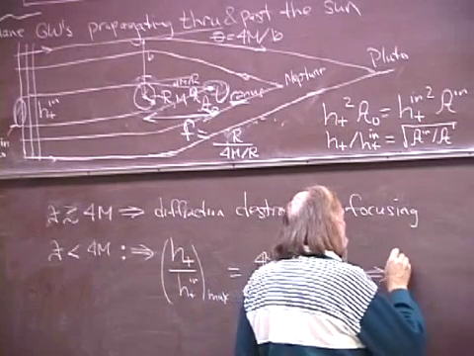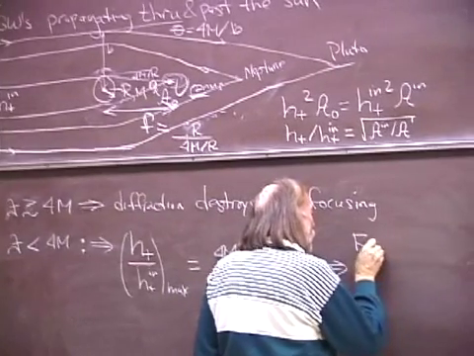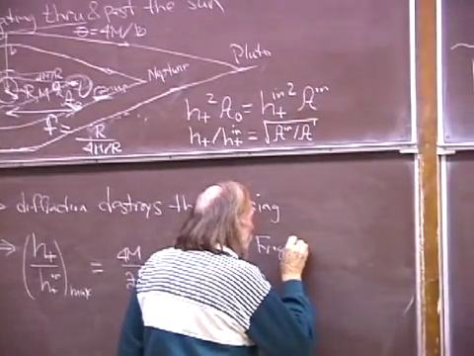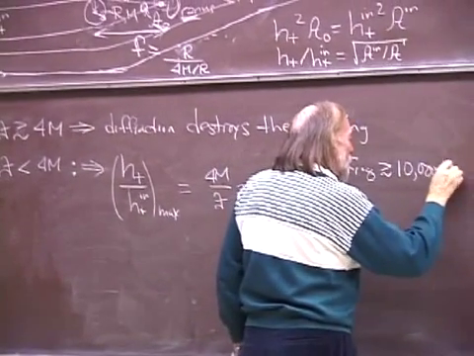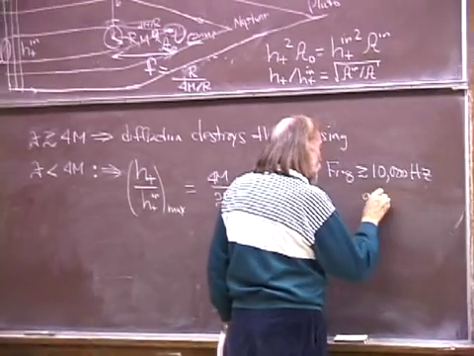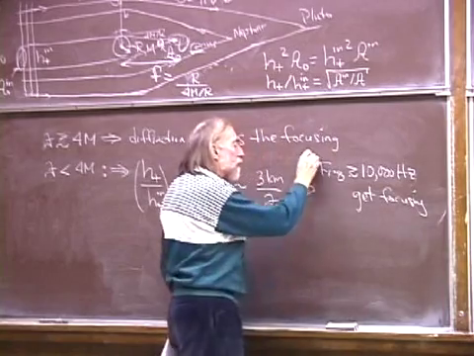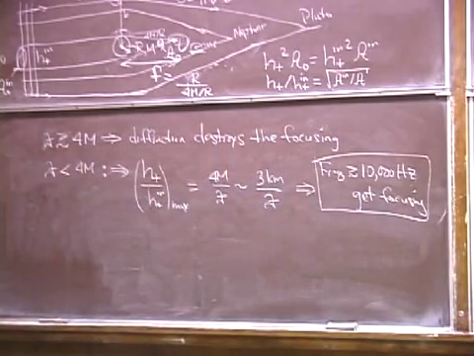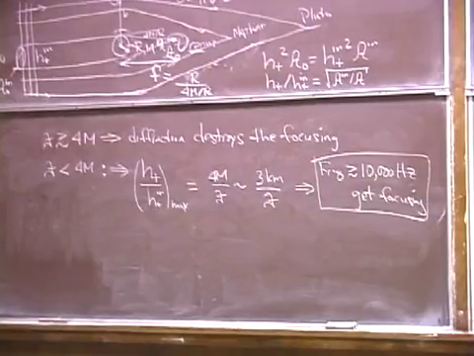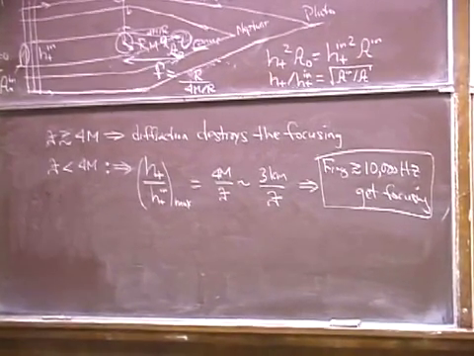This says that if the gravitational wave frequency is higher than about 10,000 hertz, you get some significant focusing. But if it's less than 10,000 hertz, you don't get any significant focusing. Now, the gravitational wave band, in which we have interesting sources, at least we think, is at frequencies that are a few thousand hertz on down.